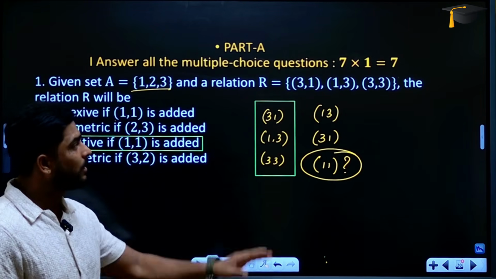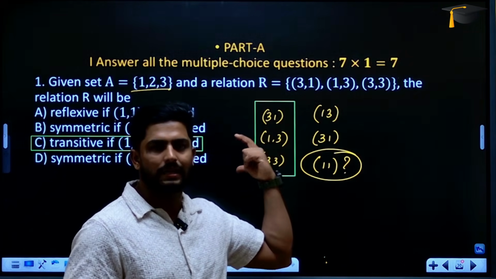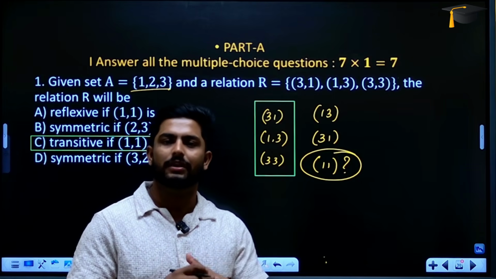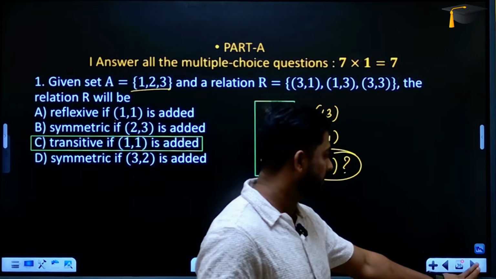Clear? Okay, so very good question. I don't know who made this question. I was so impressed with the way that they framed it. So when you know the concept in depth, children, you can do anything. So learn everything in depth. Option C is the right answer for this.